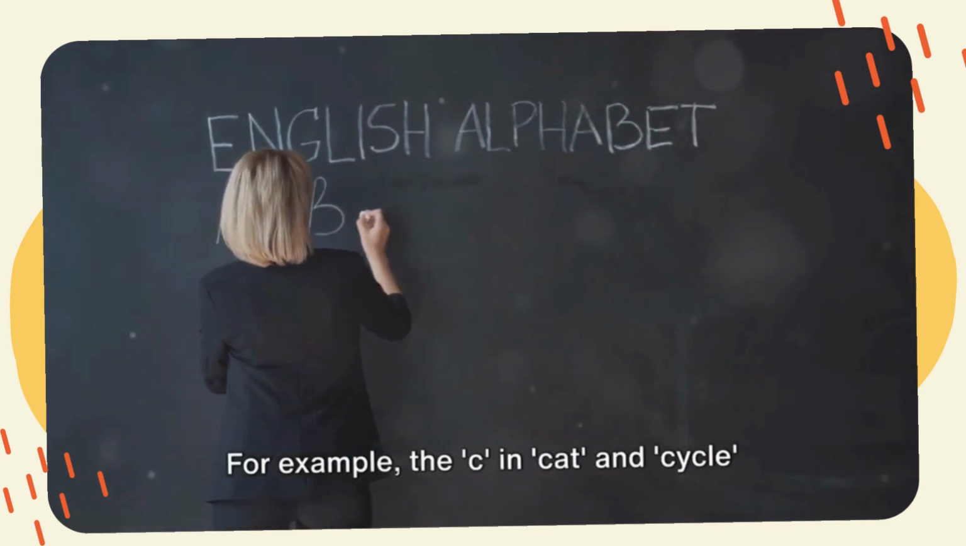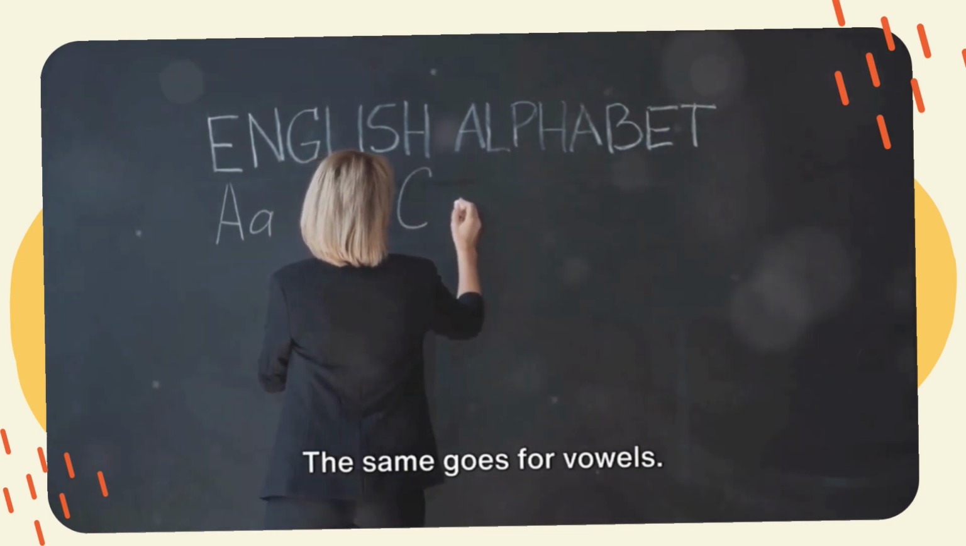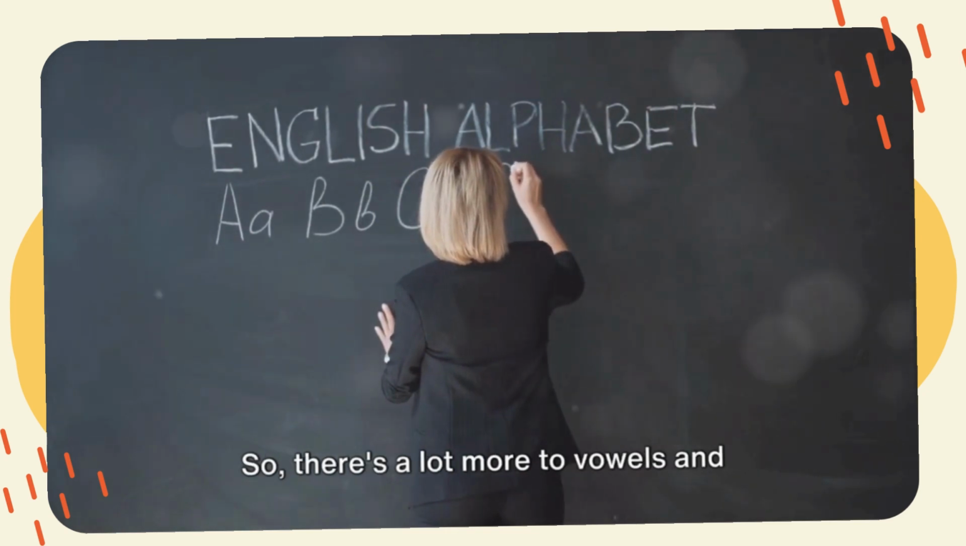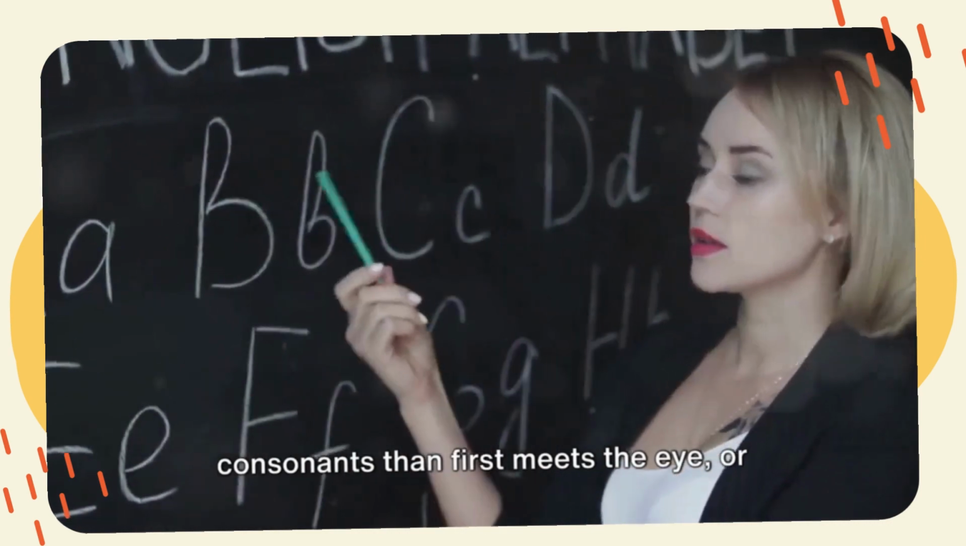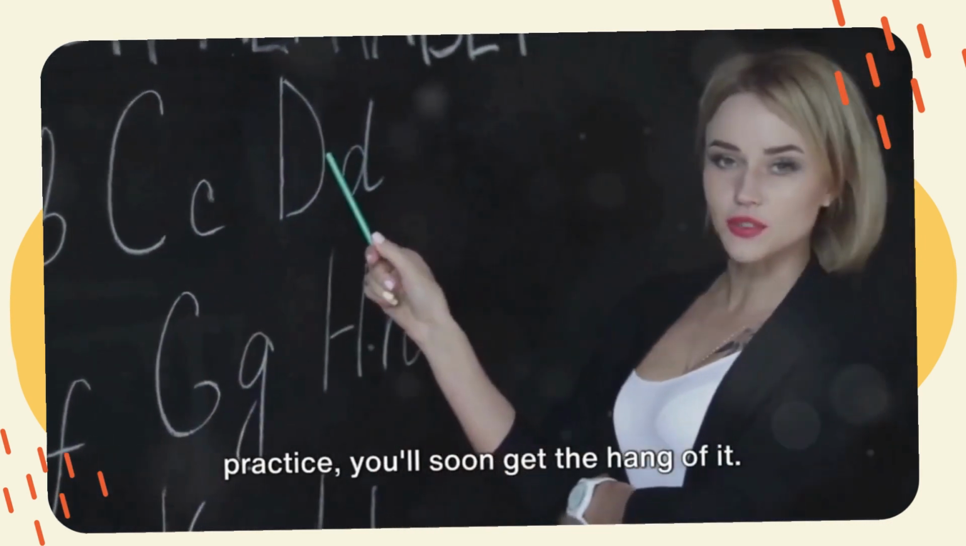For example, the C in cat and cycle make different sounds. The same goes for vowels. The A in cat and cake sound different. So there's a lot more to vowels and consonants than first meets the eye, or perhaps the ear. But don't worry, with practice, you'll soon get the hang of it.